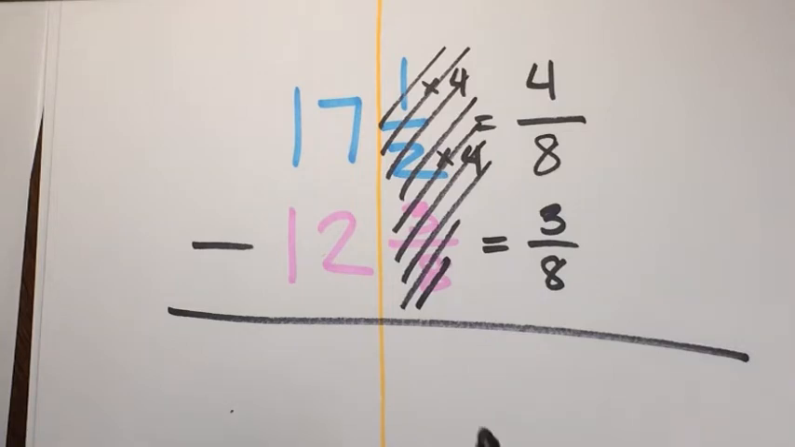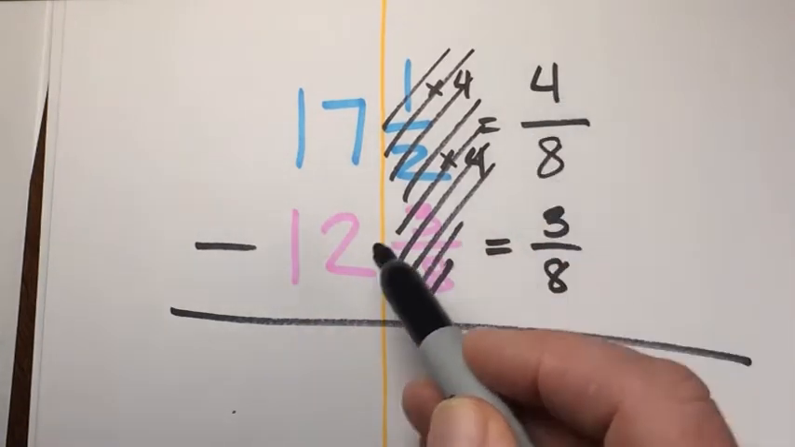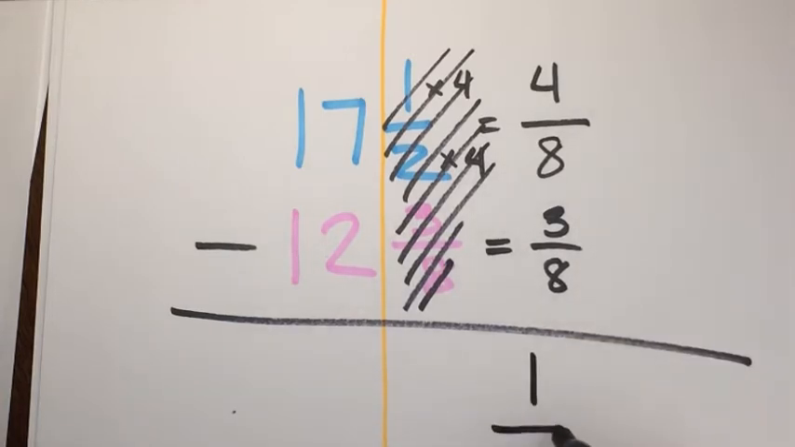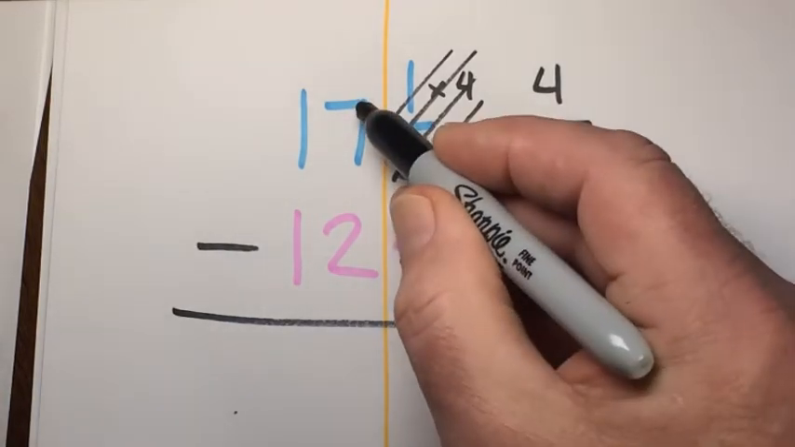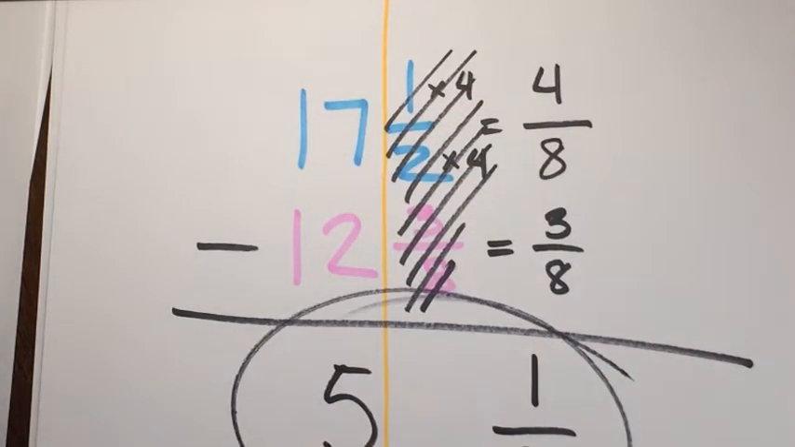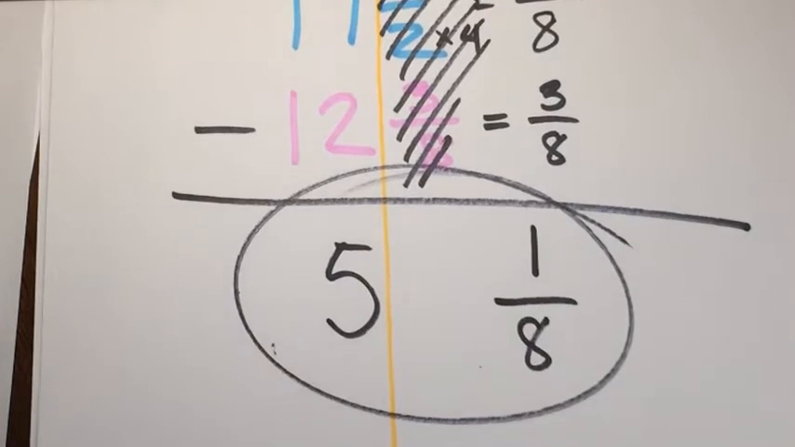So now my problem is 17 and 4/8 take away 12 and 3/8. Well, 4 take away 3 is 1/8. And 7 take away 2 is 5. And 1 take away 1 is nothing. So our answer is 5 and 1/8 as our final answer. So 5 1/8.